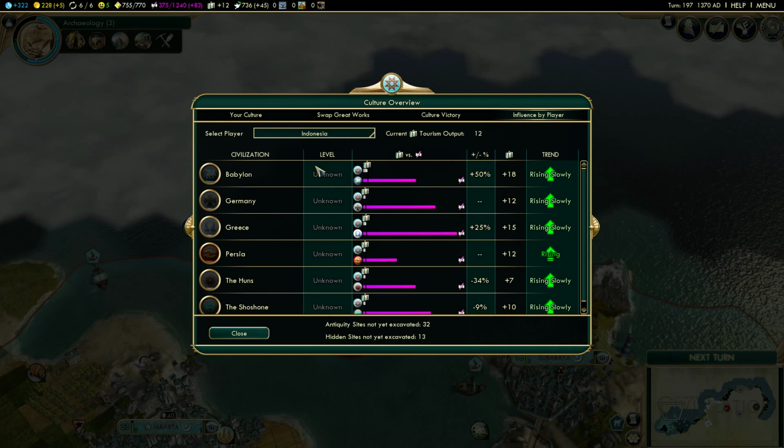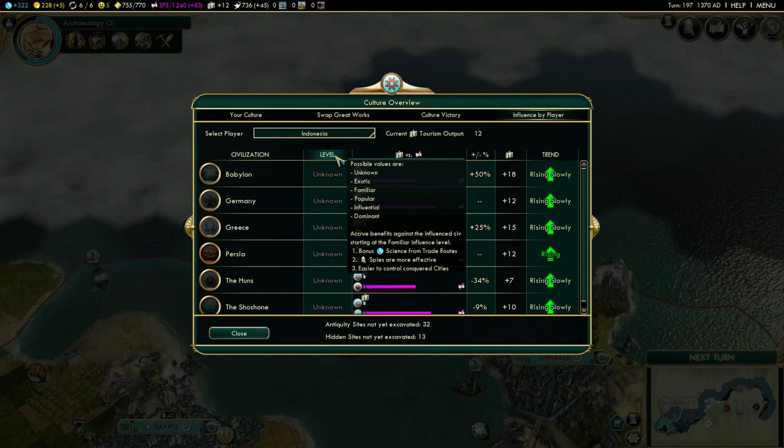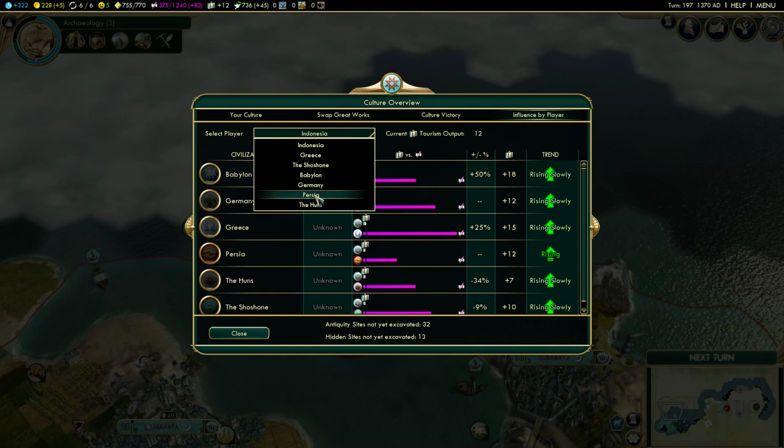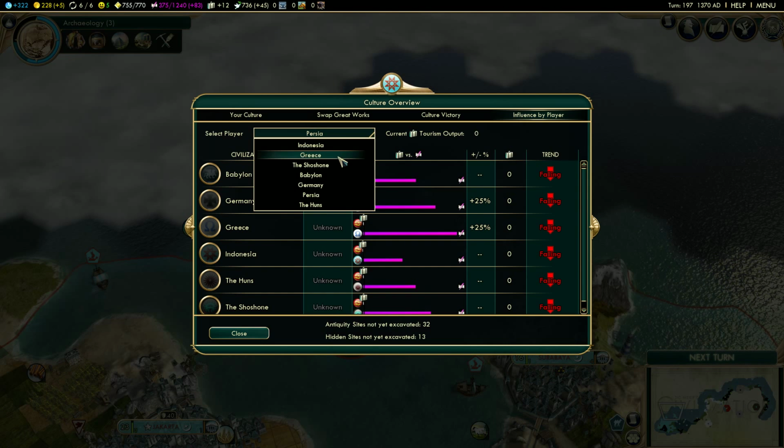Now, how do you get to such a level of influence? That's actually a reasonably complicated calculation. Or, well, it's not all that complicated, but you kinda have to know it. So let's go back to Persia. No, Germany.